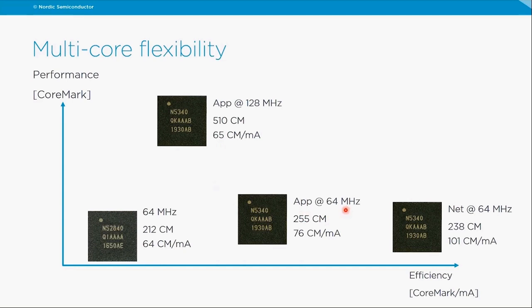Then you have the application processor running at 64 MHz. Then you get 255 CoreMark, still better than the 840, and significantly better efficiency. And the frequency of this application core can actually be changed at runtime. So typically you would run at 64 MHz, but if a specific task needs more performance, it can be changed to 128 MHz and then back again. On the 64 MHz network core, we have passed the 100 CoreMark per milliamp mark, still having higher performance than nRF52840. There's a massive improvement in efficiency on this one.